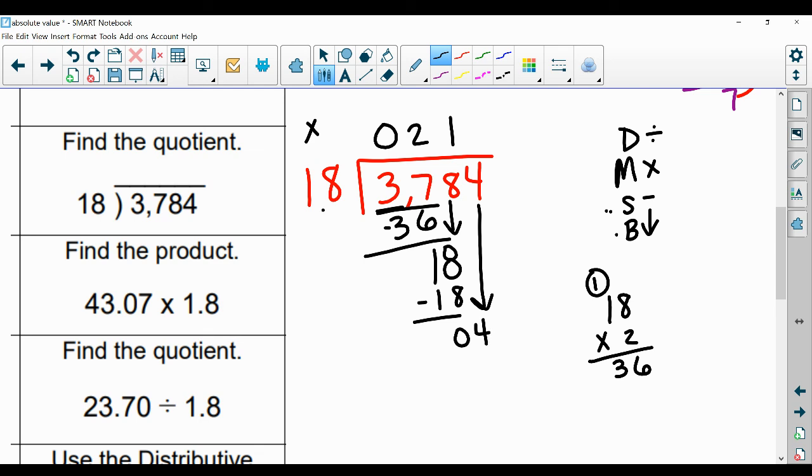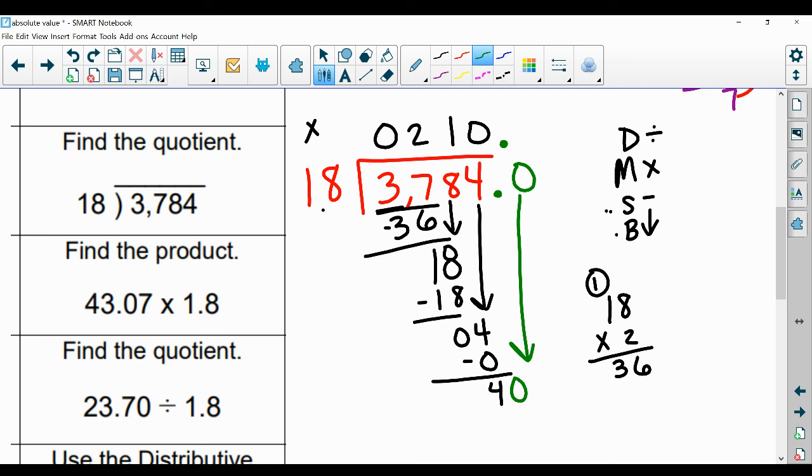How many times will 18 go into 4? 0 times. 0 times 18 is 0. Subtract. We're supposed to bring down, but I have nothing to bring down. So do you remember what we have to add in order for us to bring something down? That's right. We have to add a decimal. If I add a decimal here, I have to add it up here. And put a 0 behind it because it doesn't change the number at all.